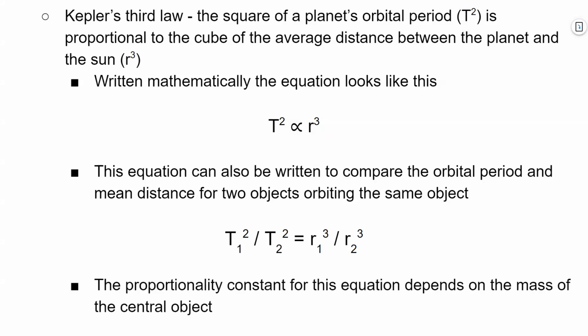The proportionality constant for this equation depends on the mass of the central object. So depending on what it is that your objects are orbiting, this proportionality constant is going to be different. We are going to solve for the proportionality constant for Earth. Or not for Earth, sorry, for the sun. For our solar system.